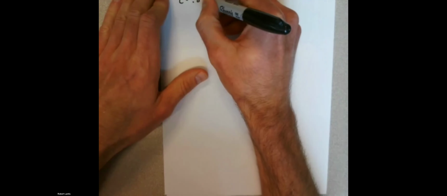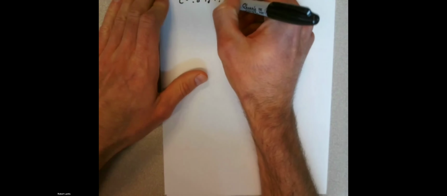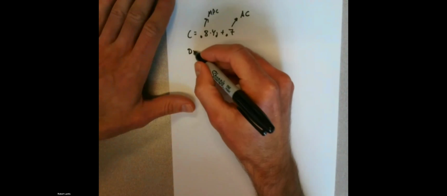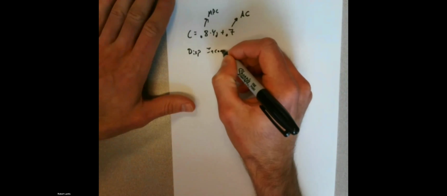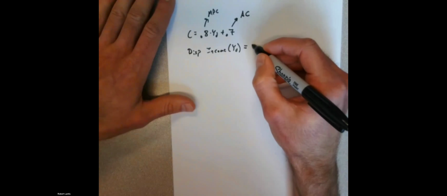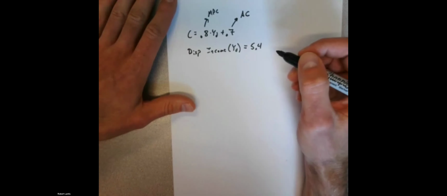So we've got this consumption function. Just to hit on some points I might have already mentioned, but to be complete in this answer: this was our marginal propensity to consume, and this is going to be our autonomous consumption. Let's say my disposable income, or YD here, was 5.4. How would I find my overall level of consumption?